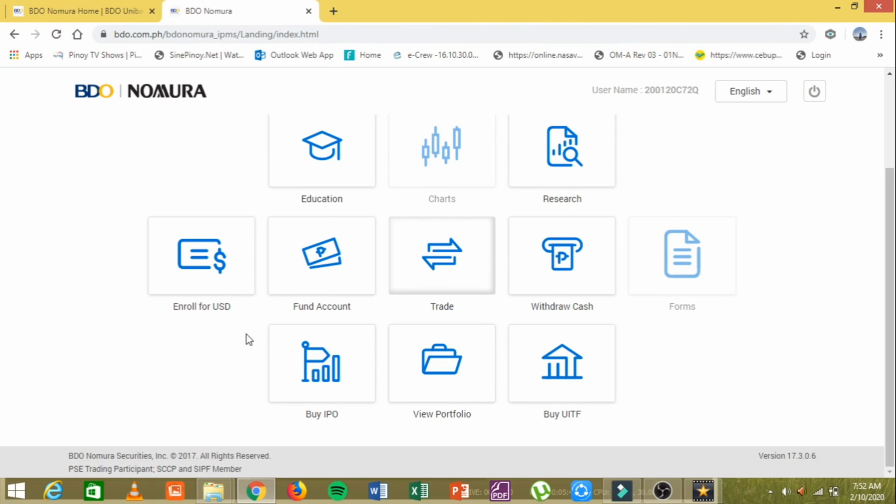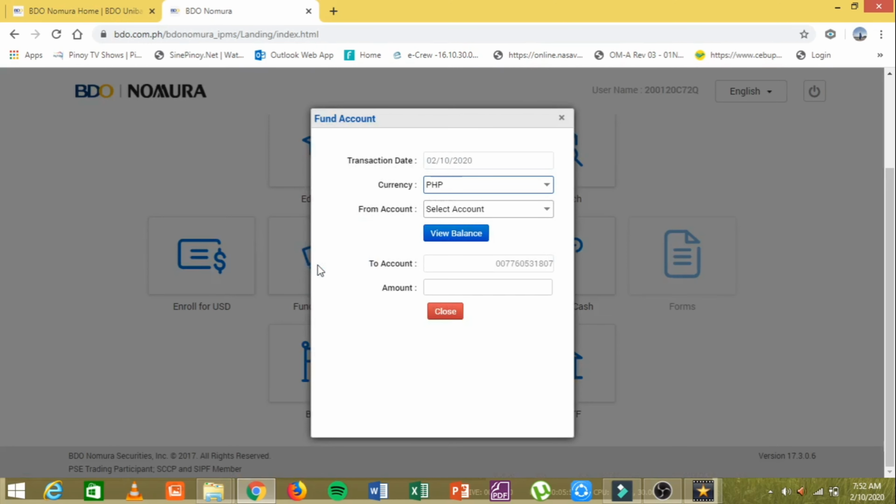You cannot trade without money, and you cannot trade without a fund in your account. This is the purpose of fund account. You can see here the transaction date, the currency, from account to account, and amount. From account, these are your accounts that you have in BDO. Let's say you have Kabayan, you have savings, and any accounts that you have, it can be your source to get the money.